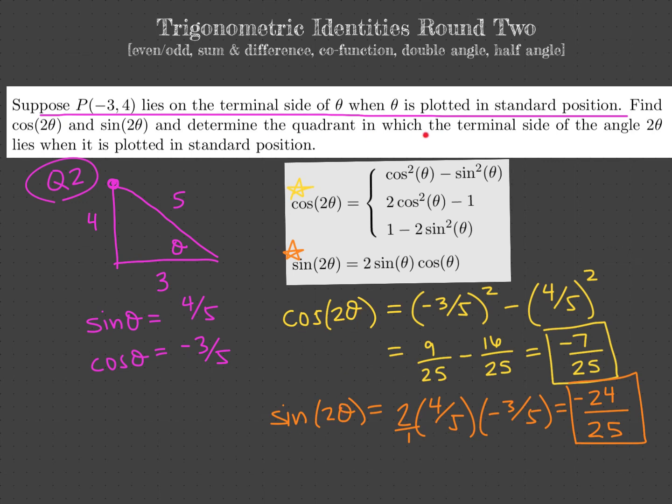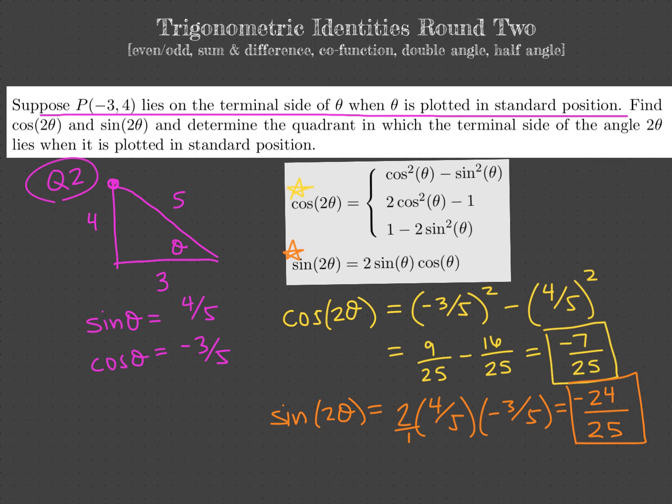Now we have to determine the quadrant in which the terminal side of the angle 2 theta is in. If a regular angle is in quadrant 2, that means it's between 90 degrees and 180 degrees. Depending on if it's closer to 90 or 180, if we double it, we'll either be in quadrant 3 or 4, just depending on which number we're doubling.